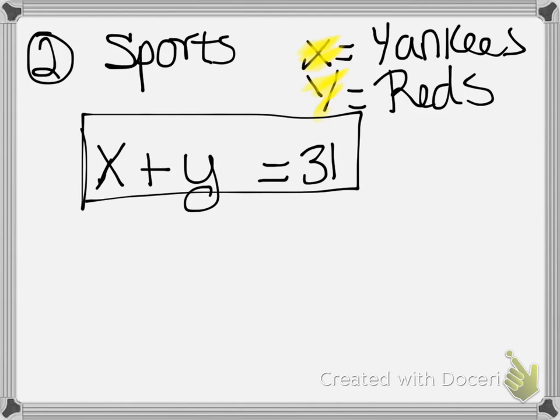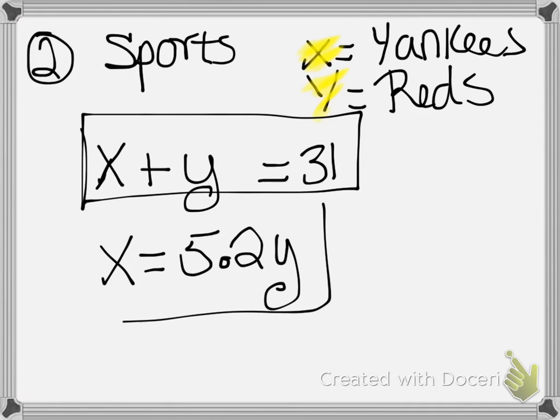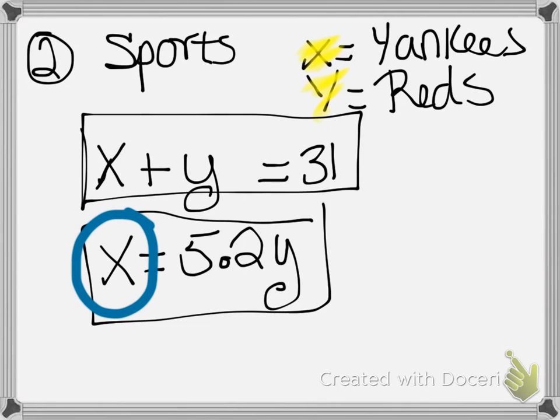That's my first equation. For the second equation, we're doing a little translating here. The Yankees had won 5.2 times as many World Series as the Reds. So the Yankees are my x, and they have that equal to 5.2 times as many as the Reds, so 5.2 times y. Well, I see this is perfectly set up for substitution because I have an x equals here, so I'm going to take that and replace the x up above with 5.2y.